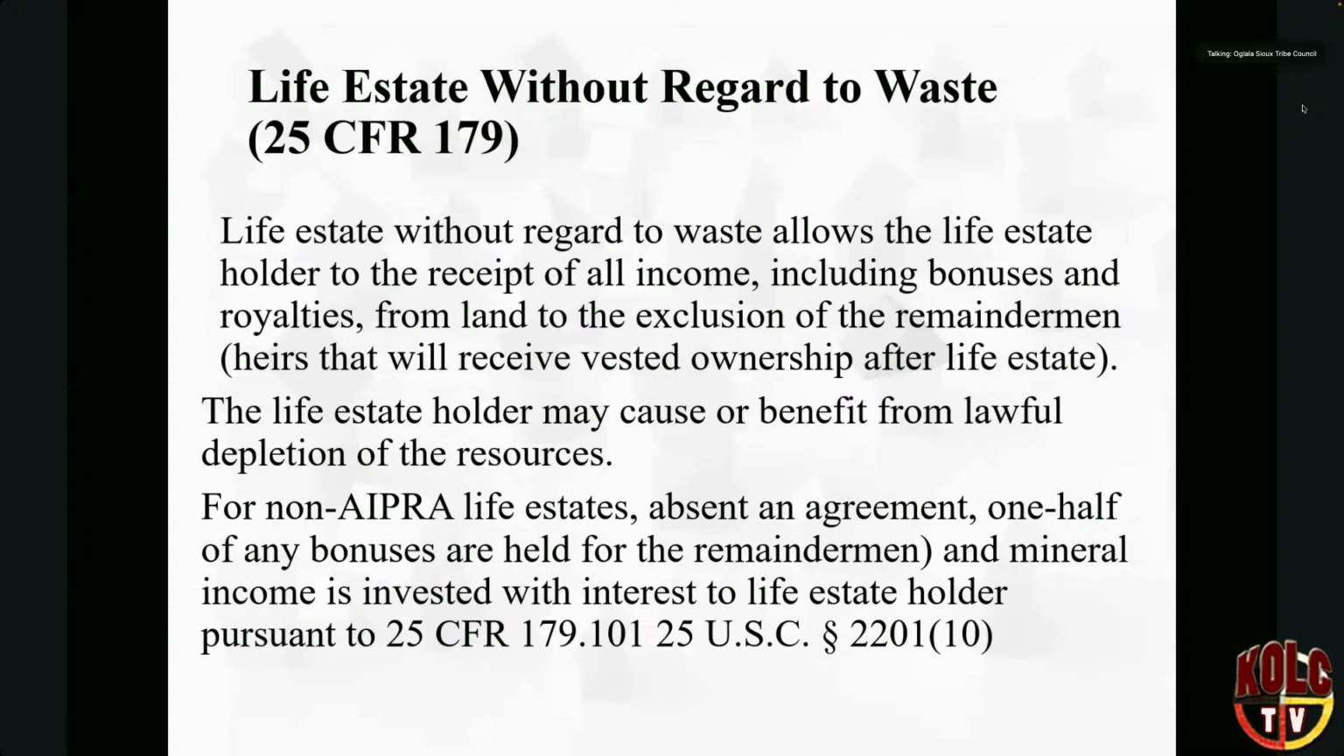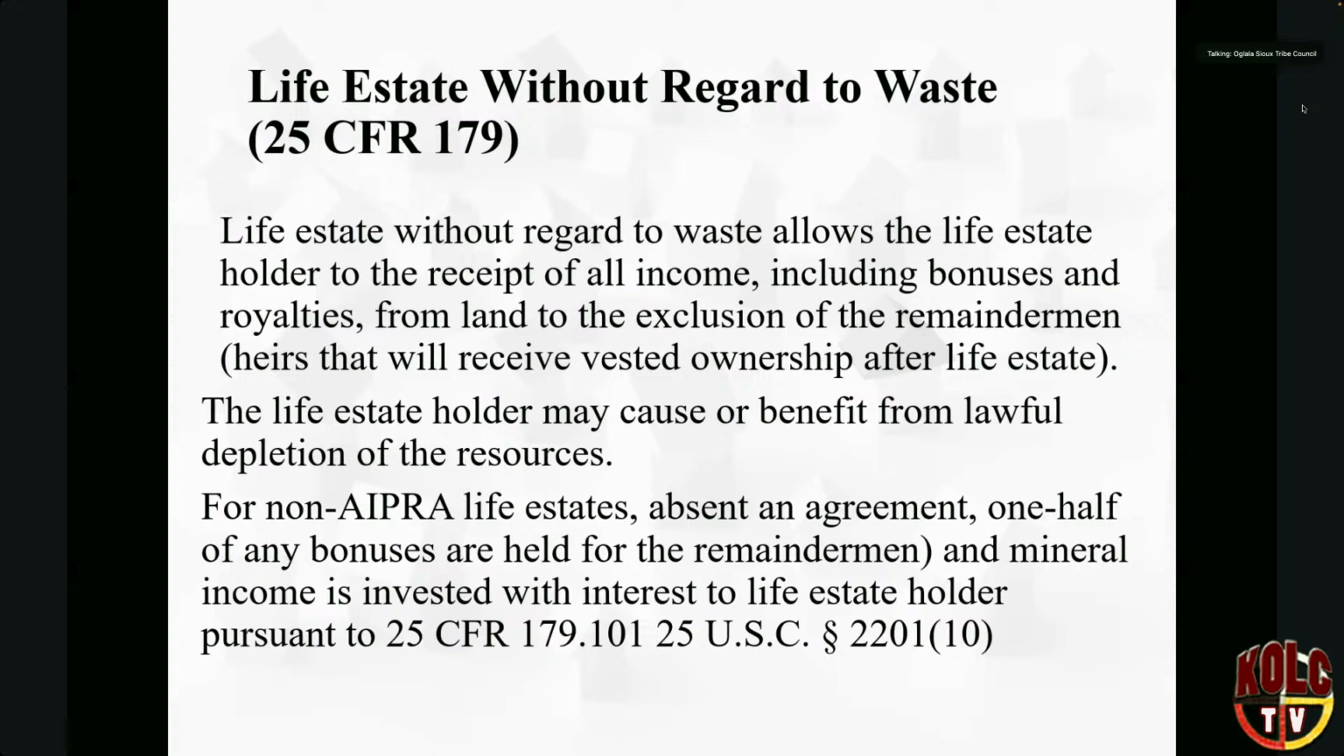In the order of inheritance, if there is a spouse and they inherit a life estate, so this slide talks about what a life estate is. Under the law, under AIPRA, the spouse will take that life estate without regard to waste. It allows that spouse who inherits it to receive all the income, including any bonuses or royalties from the land, to the exclusion of the heirs down the line.